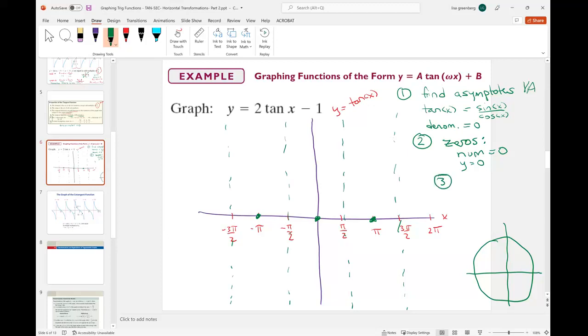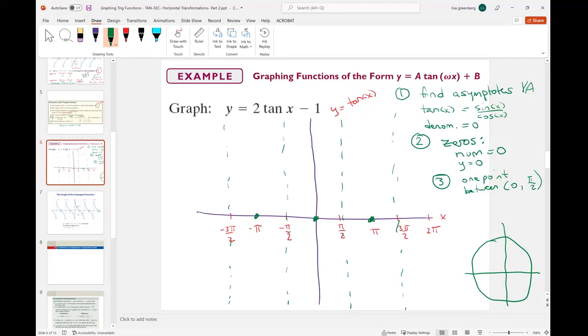So I have to graph 1 point between 0 and pi over 2. Let's write it like that. You already told me which point's a good point to graph. Pi over 4, yeah. So there's 1, and so there's our pi over 4.